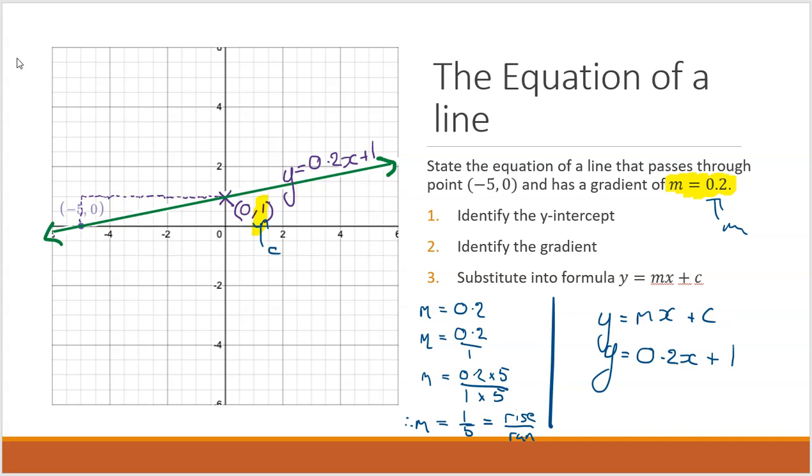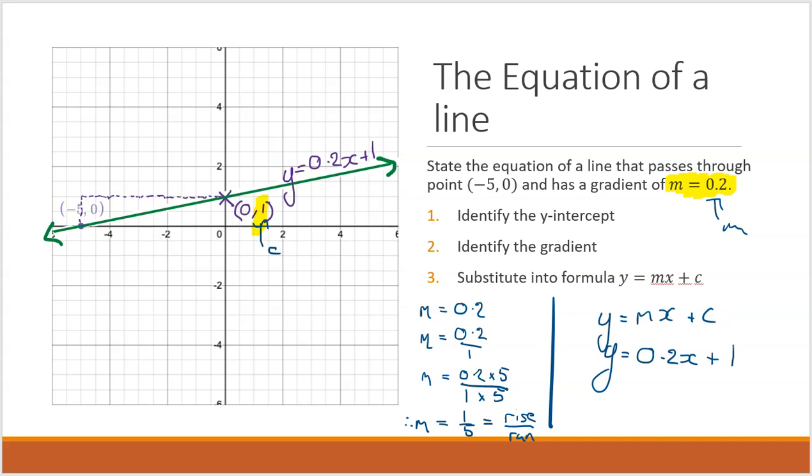So the equation for this particular line here is 0.2x plus 1, and the original question was: state the equation of a line that passes through point -5 and 0 and has a gradient of m equals 0.2. Remember, we turned the gradient into a fraction so it was easy to count the steps and go across, and we plotted the point and simply drew a line that went through both of these two points here.